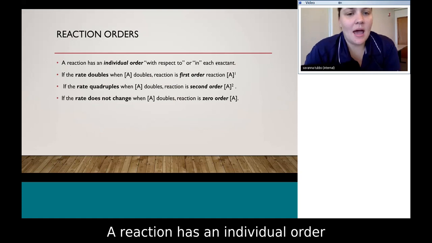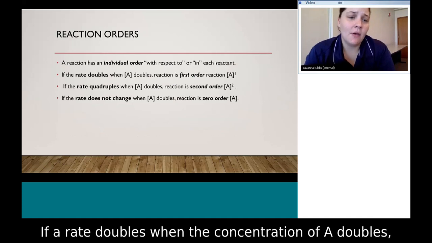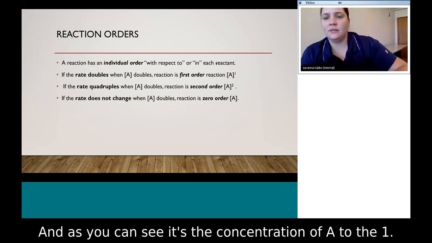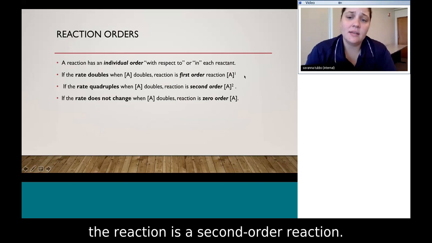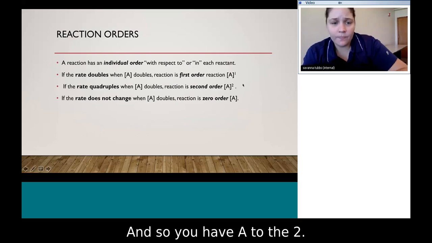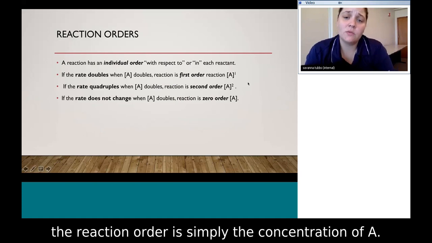A reaction has an individual order with respect to each reactant. If the rate doubles when the concentration of A doubles, the reaction is a first-order reaction, and as you can see, it's the concentration of A to the 1. If the rate quadruples when A doubles, the reaction is a second-order reaction, and so you have A to the 2. If the rate does not change when A doubles, the reaction is zero order with respect to A, and the concentration of A does not appear in the rate law.